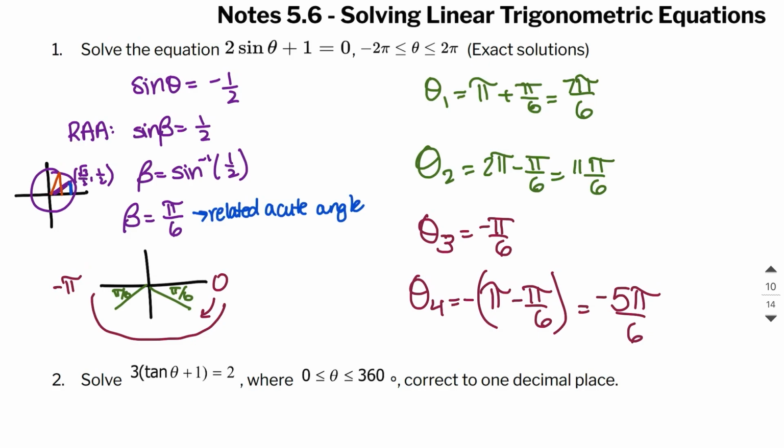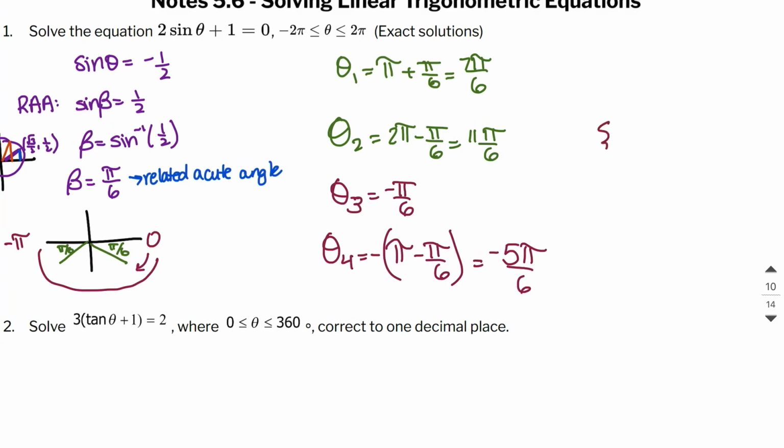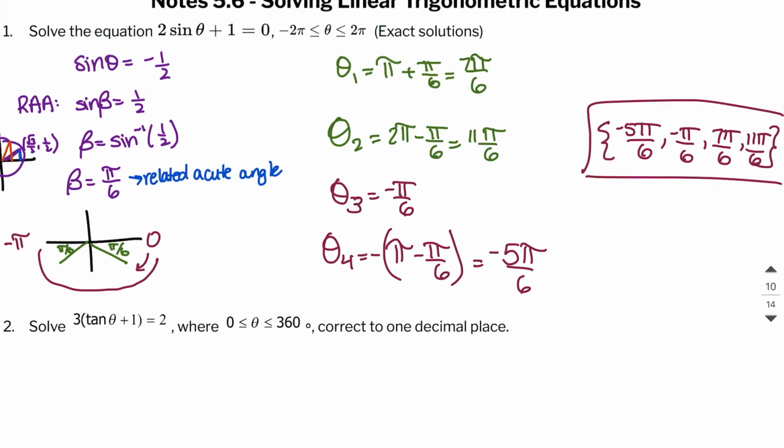Then if I were to write out my solution in numerical order from least to greatest, it would be negative 5 pi over 6, negative pi over 6, 7 pi over 6, and 11 pi over 6. And this would be my full solution from negative 2 pi to 2 pi.